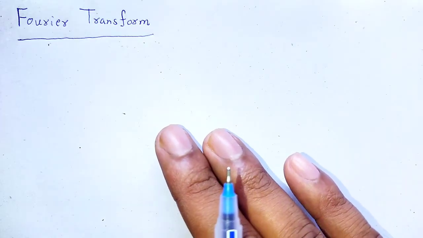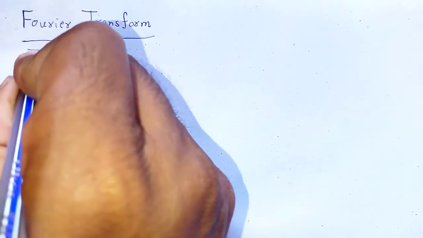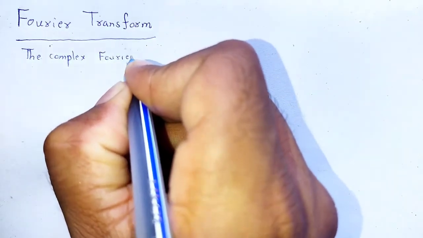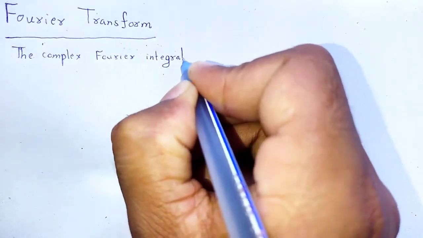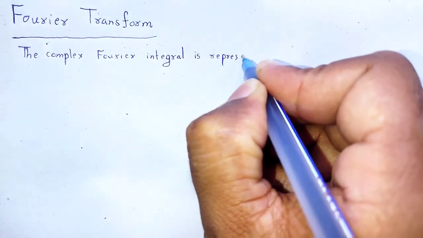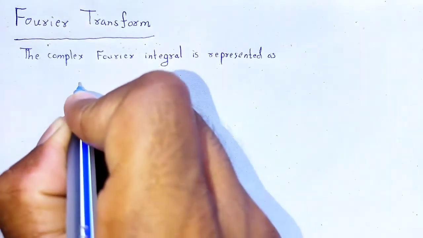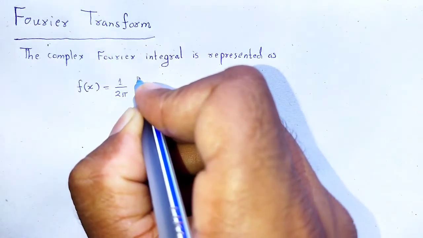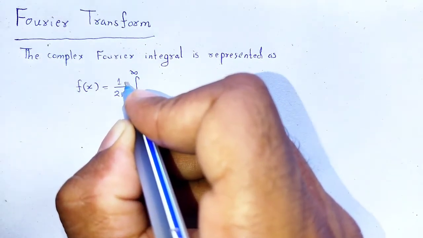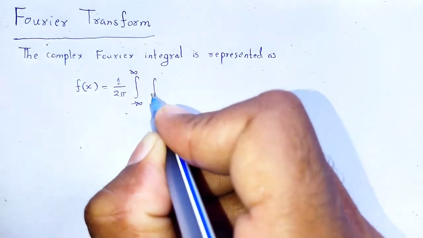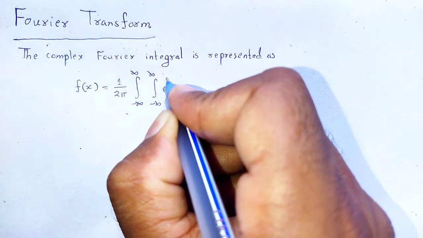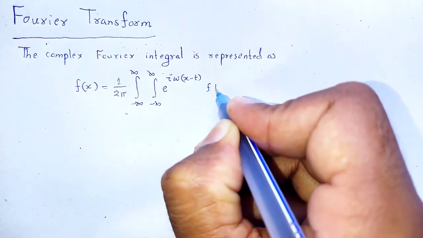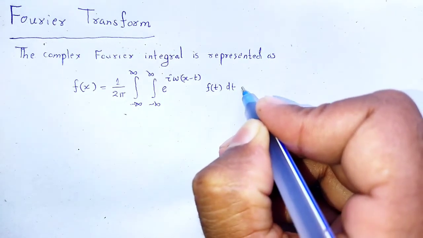We know the complex Fourier integral, that is represented as the function f of x equals 1 by 2 pi, integration over minus infinity to plus infinity, integration over minus infinity to plus infinity, e to the power i omega (x minus t) f of t dt d omega.